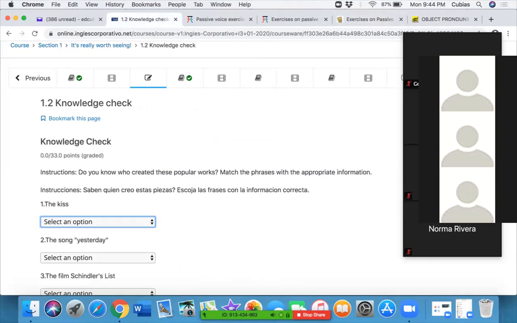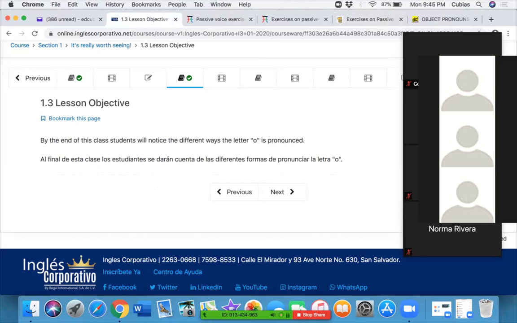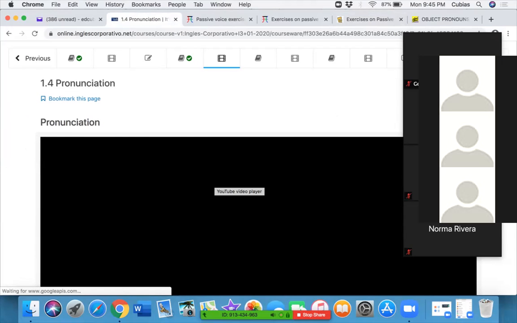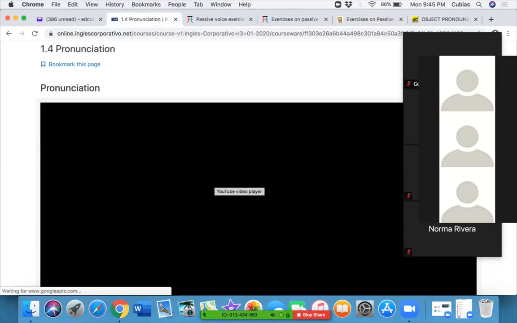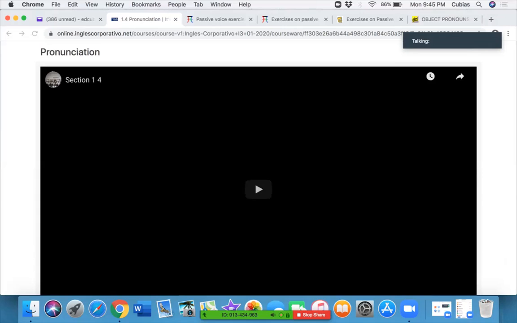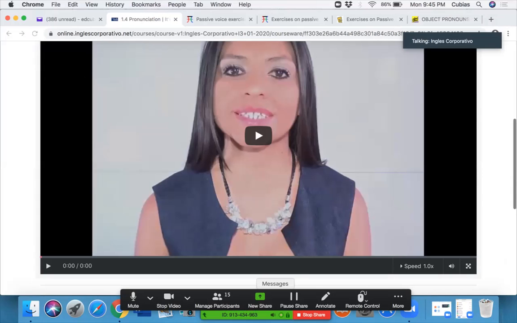Remember to do the knowledge check tomorrow. Okay. Now we're going to look at the way the letter O is pronounced. In English, O has many different forms to pronounce. Sometimes you pronounce in one form with one word, and sometimes in another form with another word. I hope here you can hear, but we'll try.